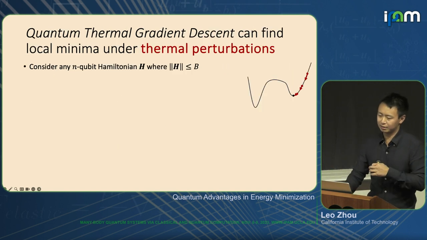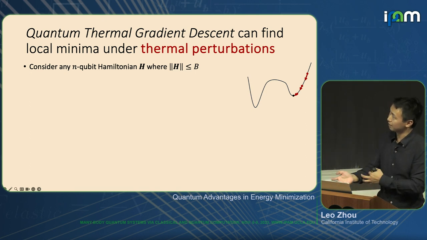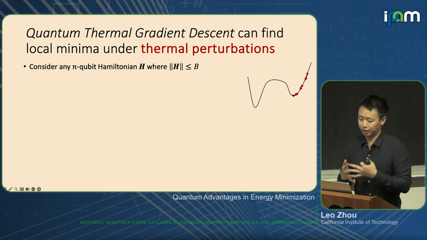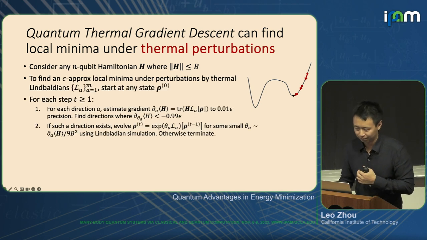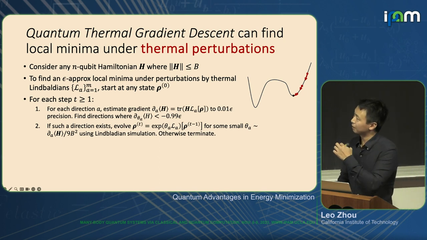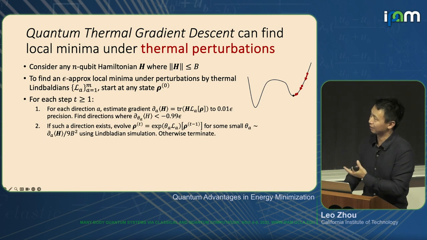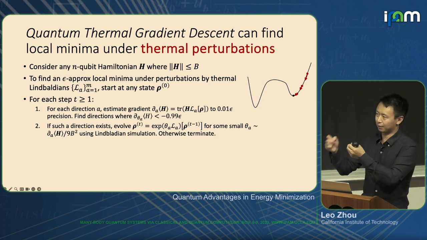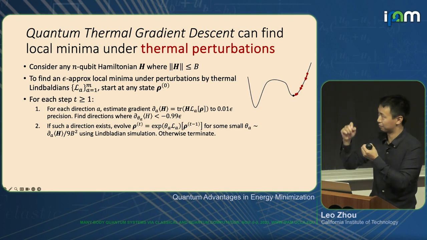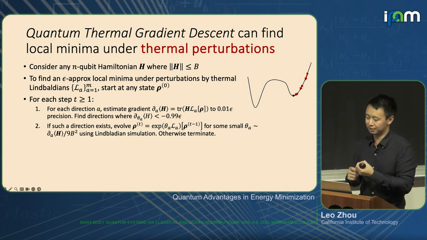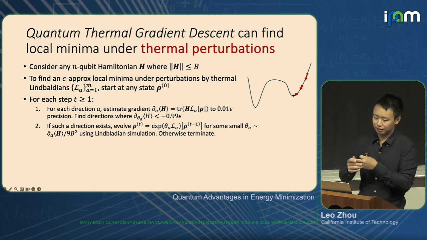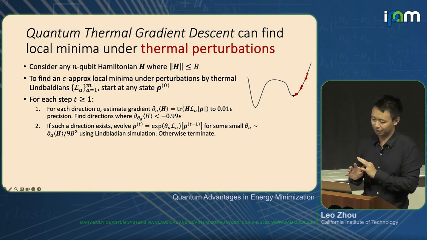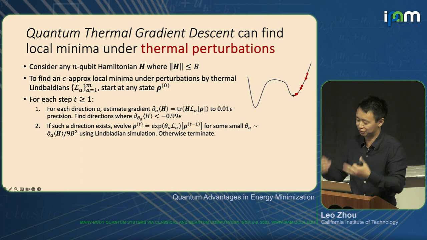On the other hand, if you apply the thermal gradient descent idea I mentioned earlier, you can find local minima. I'm just going to briefly flash this because I'm running out of time. If you assume the Hamiltonian is bounded in energy, you start from any state, it could be the maximally mixed state, and you look at the gradient from each of the possible perturbations generated by the local jump Lindbladians. You estimate the gradients to some precision and find a direction that decreases the energy. If such a direction exists, you simply evolve with an appropriately chosen step size in that direction. If there's no direction where the gradient is negative, you have found an epsilon-approximate local minimum, and you can terminate the algorithm.